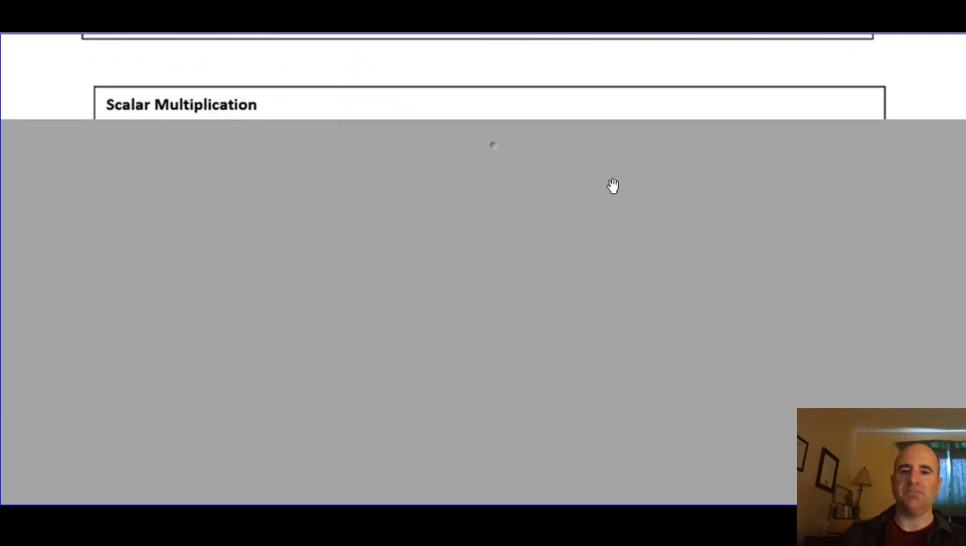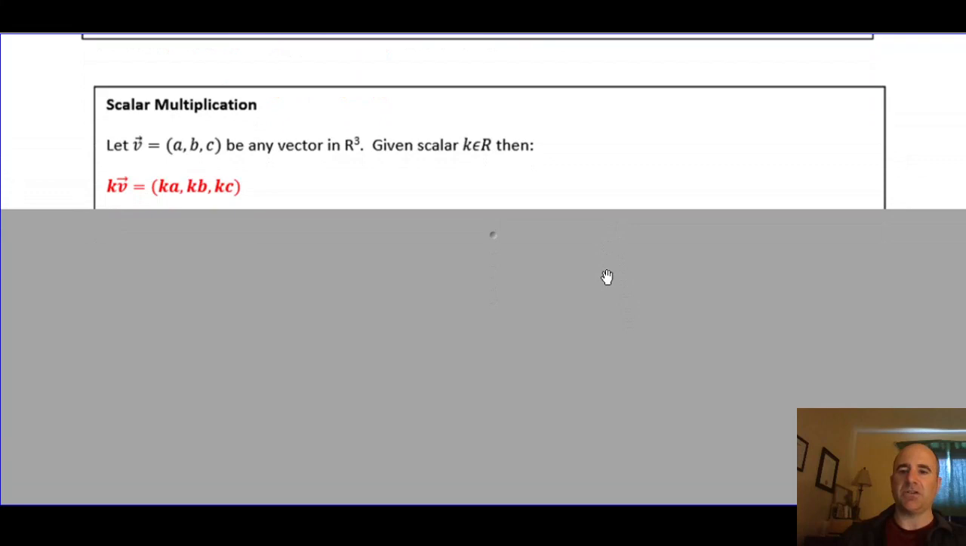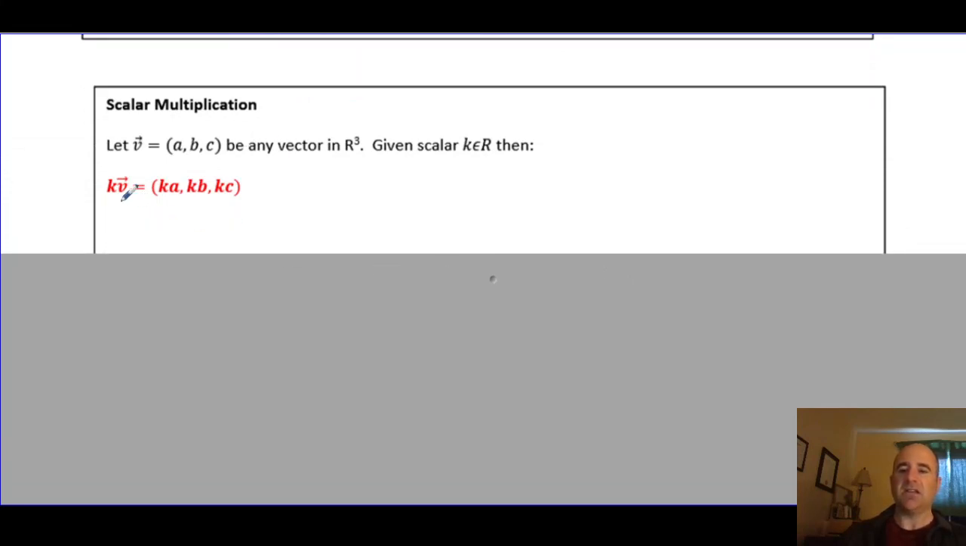Scalar multiplication. If you've got a vector, I'll call this one a, b, c in R3, and a scalar k in R, then kv is k times a, k times b, k times c. So basically just take your vector, and if you want to triple it, you multiply each of the components by 3 or whatever number it is. That's not surprising either. If you want to double the magnitude of a vector, doubling each component will do that.